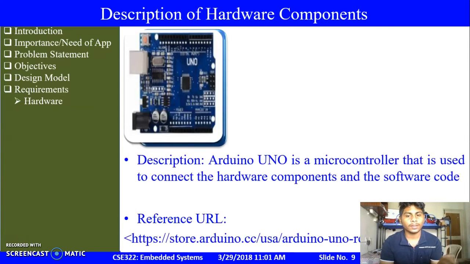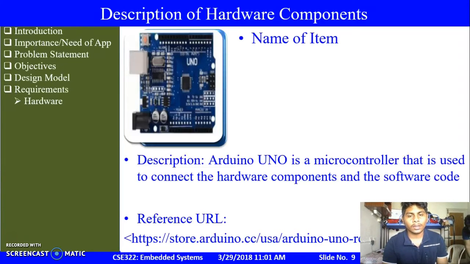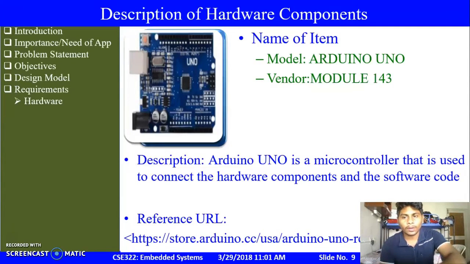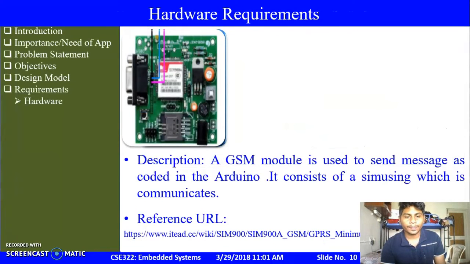The description of hardware components will be explained by Akhilesh. The Arduino Uno is a microcontroller that is used to connect the hardware components and the software code. Here is our reference for this information. This is the Arduino Uno model from the vendor, the module 143, and the price is 450 rupees. Specifications: it has 14 digital input and output pins, 6 analog inputs, a 16 MHz ceramic resonator, a USB connection, and a power jack.